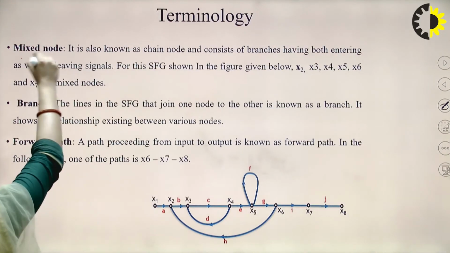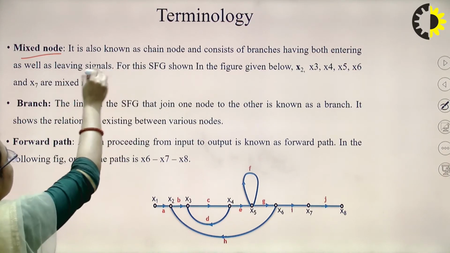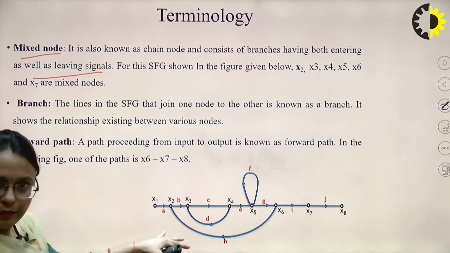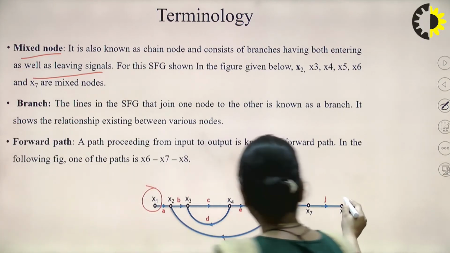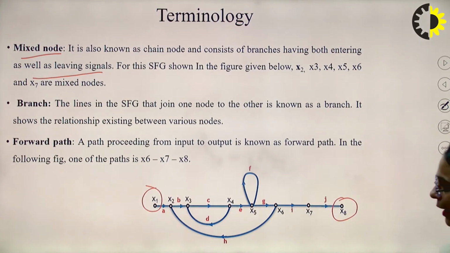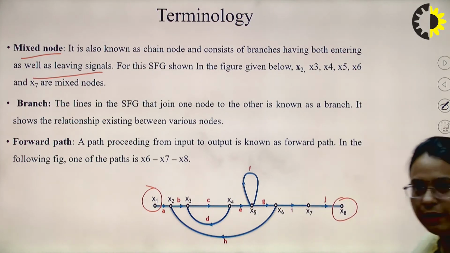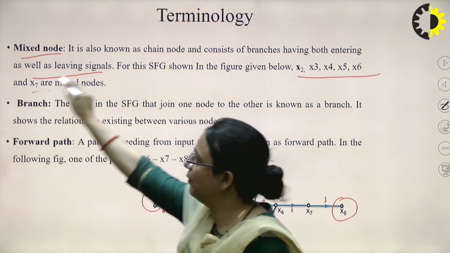Mixed node, I have already told, has both entering as well as leaving signals. Here is another example. You can see here X1 is the input node, X8 is the output node here, and X2, X3, X4, X5, X6 and X7 are all mixed nodes.